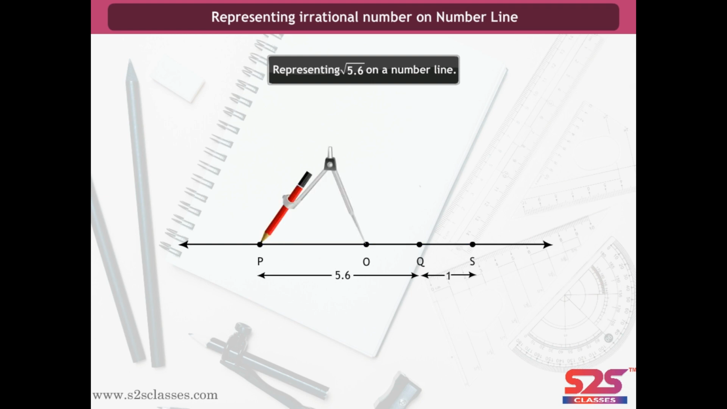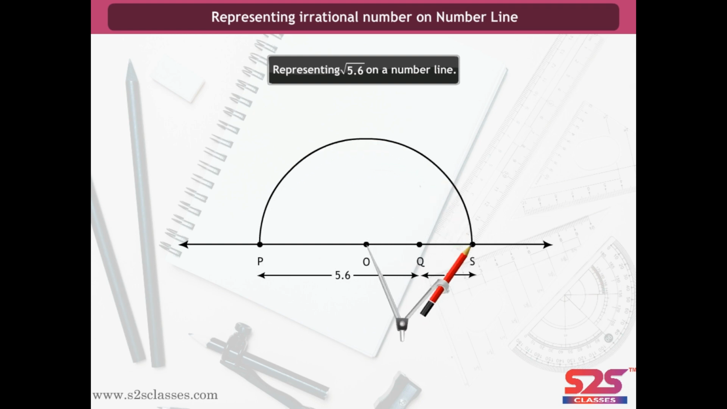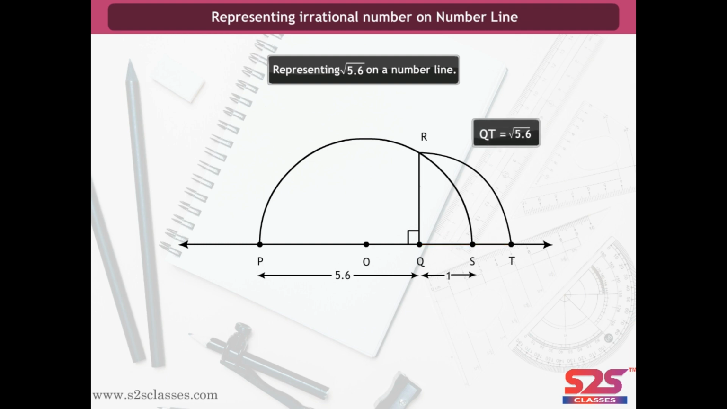Place the compass at the point O, take radius OP and draw a semicircle as given here. Draw a perpendicular line at Q and let it meet the semicircle at point R. Take Q as center and draw an arc with length QR as shown here. This arc intersects at point T, and the length QT is root 5.6 units. Let us justify this construction.